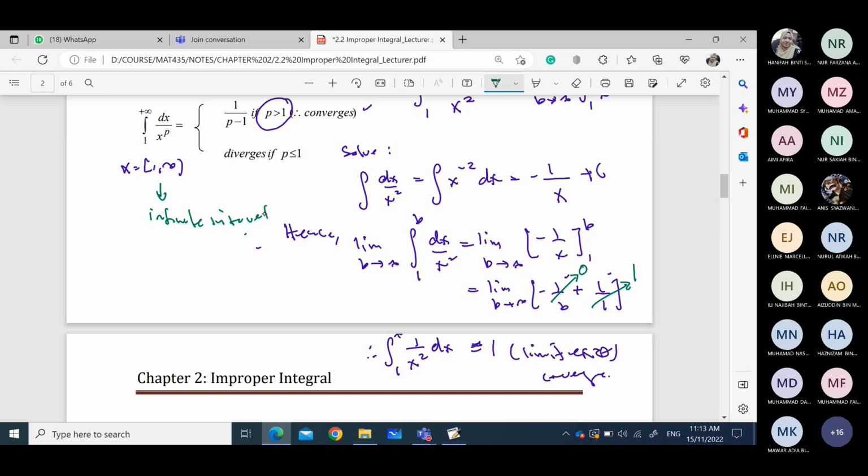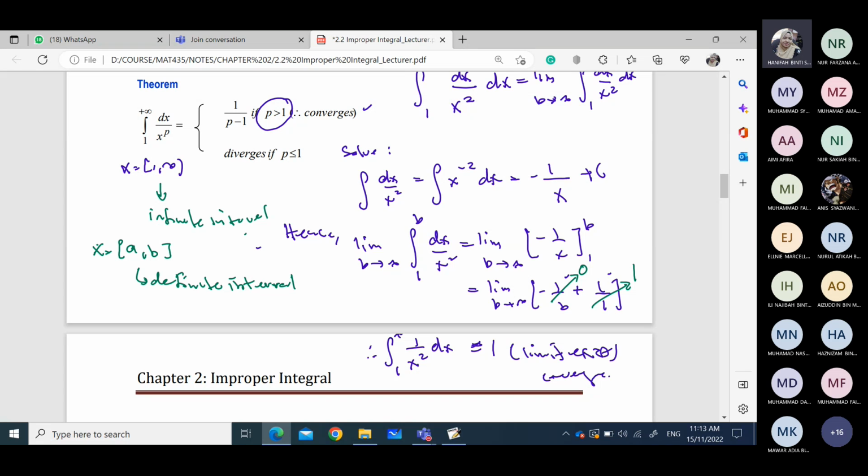interval. Okay. So let's say I take another example. Suppose the interval of x is a to b. So this one is a definite interval. This is what we usually solve. Before this, we solved definite integrals, which means we have a definite interval. But for this topic, it involves an infinite interval.